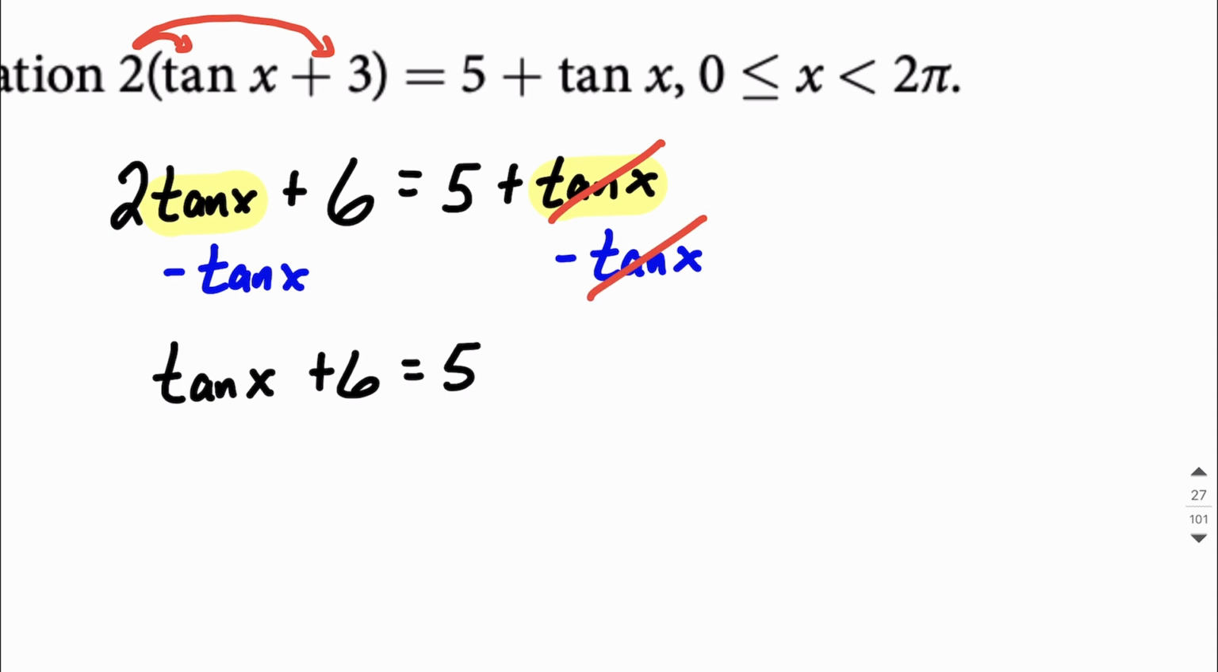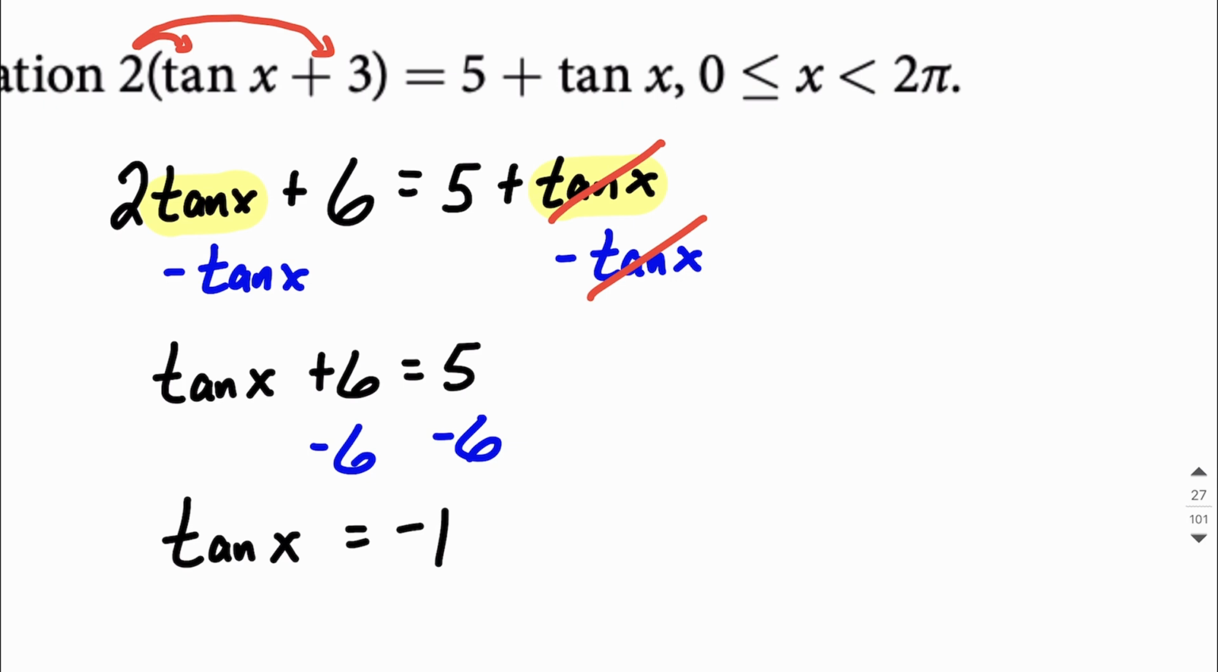All right, the next thing I'm going to do is, we've got the tangent of x all on one side. Let's get all of the constants to the other side. So in this case, I'm going to subtract 6 from both sides to move that constant away. So now we have tangent of x on the left-hand side and -1 on the right-hand side. Well, -1 is actually a pretty nice value.